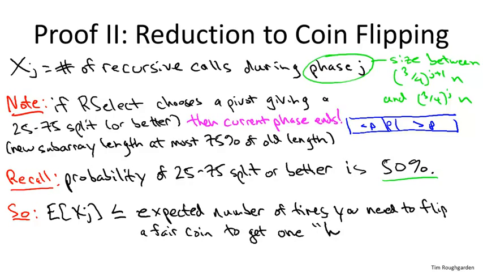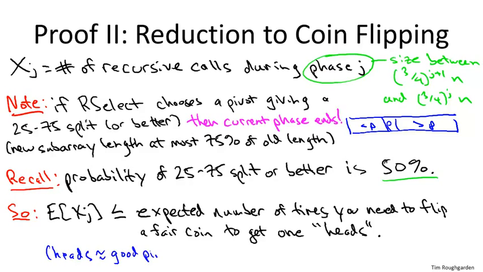Okay, so at minimum, it's going to be one coin flip. If you get a head the first time, it's 1. If you get a tails, then a head, then it's 2. If it's tails, tails, heads, it's 3, and so on. And you always stop when you get that first head. So what's the correspondence? Well, think of heads as being: you're in phase j, and if you get a good pivot that gives you a 25-75 split, call that heads, and it guarantees that you exit this phase j, just like it guarantees that you get to terminate the coin flipping experiment.